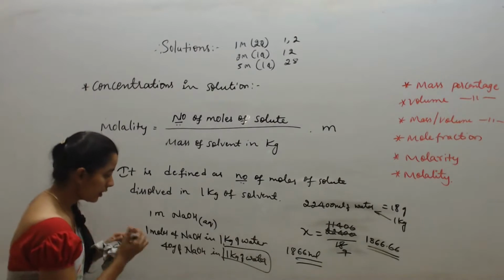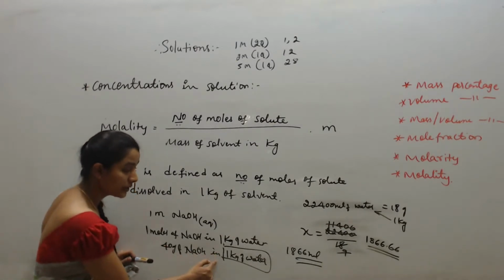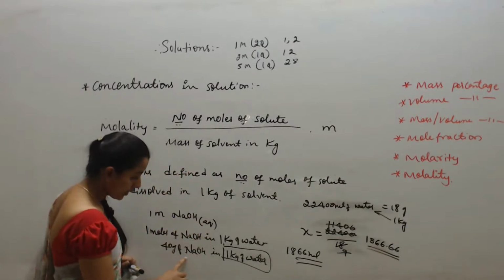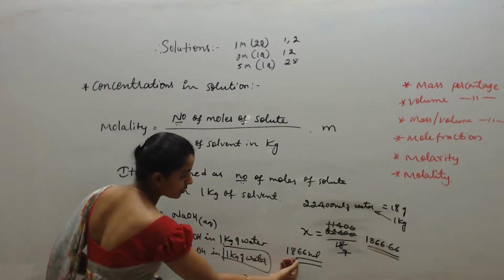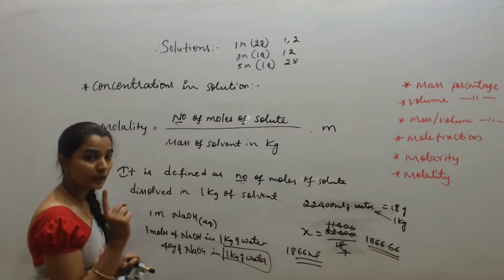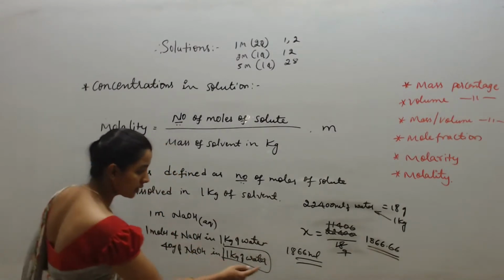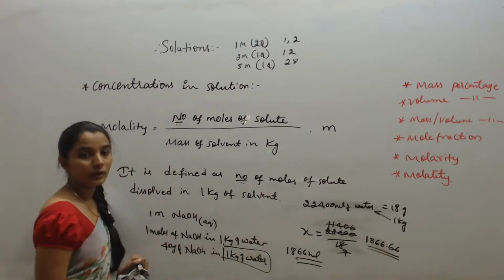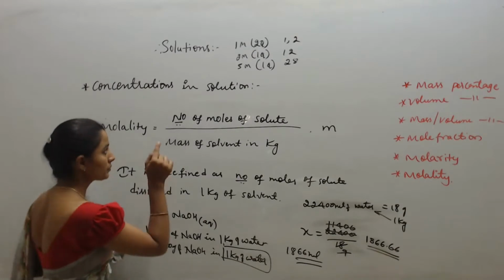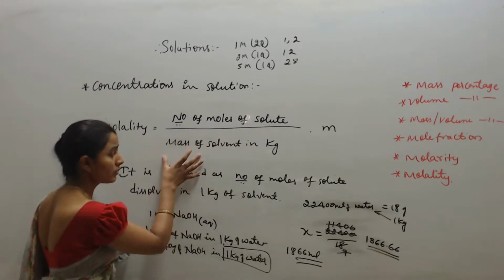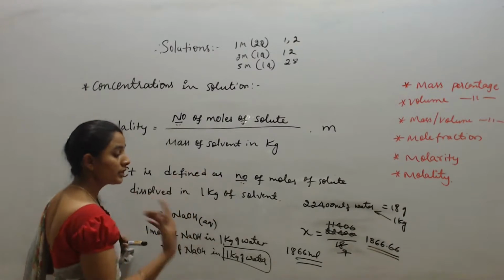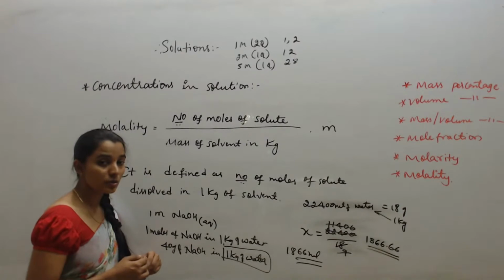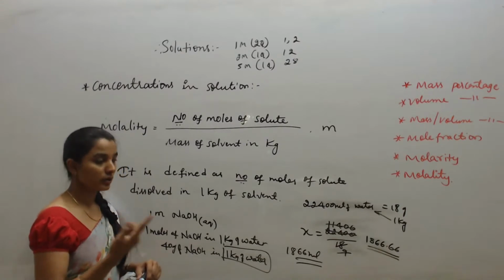I hope you understood. If 40 gram of NaOH is dissolved in 1000 ml, that gives molarity. If 40 gram of NaOH is dissolved in 1866 ml, that gives what? Molality. What is this 1866 ml? That is 1 kg of water. I hope you understood, student. So it is number of moles of solute to the mass of the solvent in kg. Here we are dissolving in water, but that concentration changes from volume to gram.